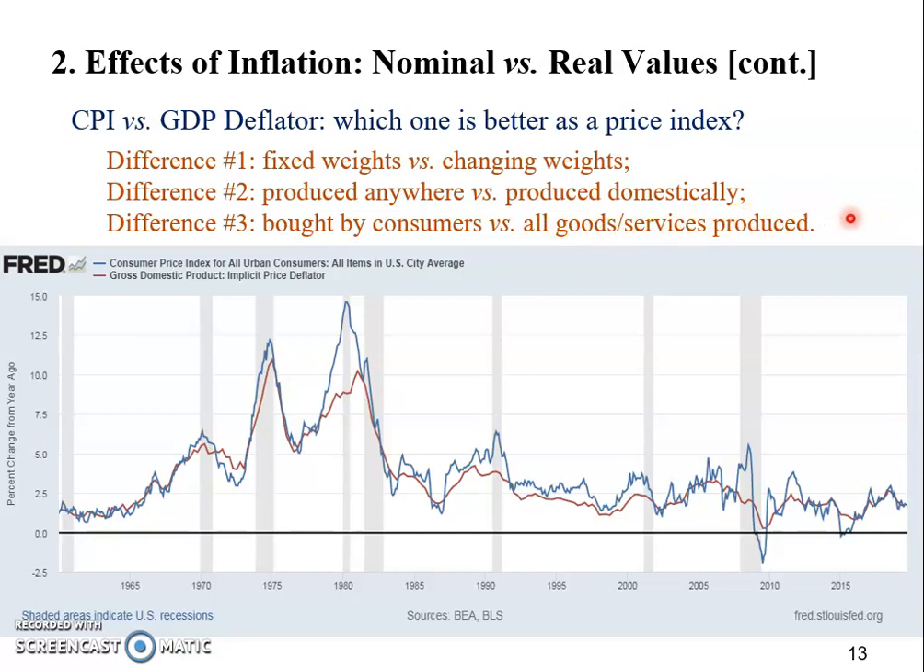Once again, the good news for us is that most of the time you would find that they are moving in the same direction. And the CPI is more volatile than the GDP deflator.